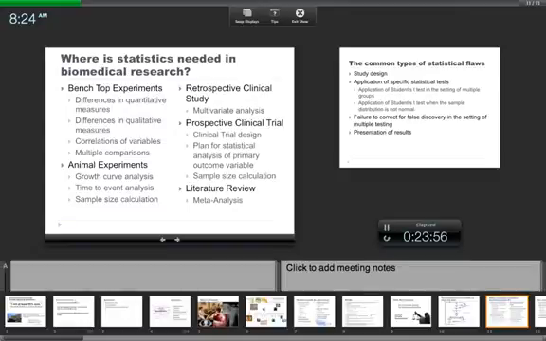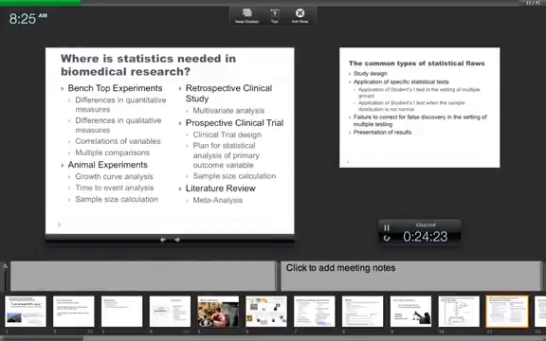So where is statistics needed in biomedical research? There are many types of biomedical research: benchtop experiments, animal experiments, retrospective clinical studies, clinical trials, literature review. In all these different types of research enterprise, statistics is a very important ingredient.